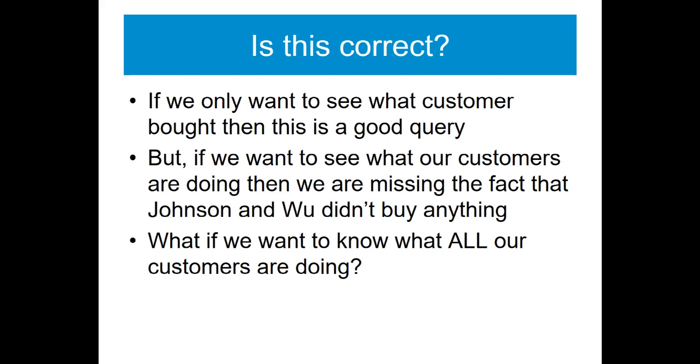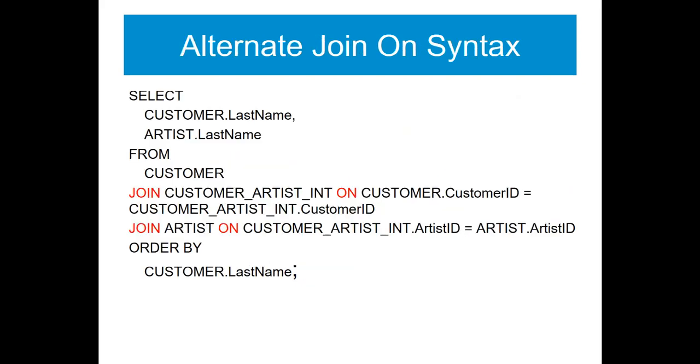Is that correct? Well, it depends on what we want. If we only want to see what a customer bought, then we wrote a good query. But if we want to see what our customers are doing, then we're missing the fact that Johnson and Wu didn't buy anything. So depending on our purposes, this may or may not be what we want. What if we want to know what all of our customers are doing? We want to see something about each of the customers, and if that something is they're not doing anything, we want to know that, okay?